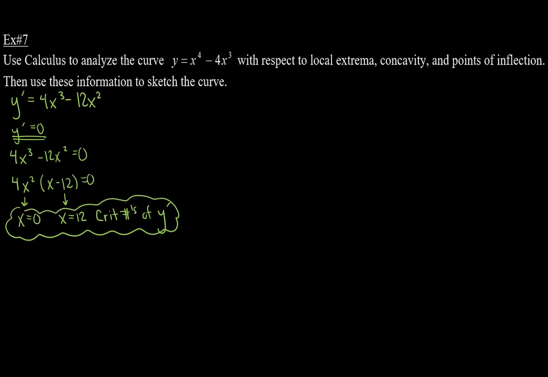All right. Now, they want us to do a bunch of stuff. They want us to figure out the local extrema, the concavity, and the points of inflection. So let's go ahead and find our second derivative now. All right, our second derivative is going to give us 12x squared and then minus 24x.